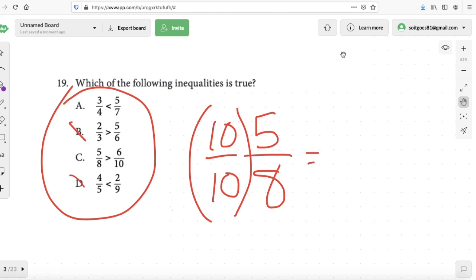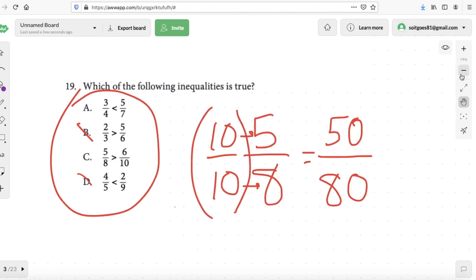And then when we're multiplying fractions, we multiply across the numerator and across the denominator. So what do I get in the numerator? 50. 50 over what? 80. Because 10 times 8 is 80. So we got 50 over 100, or sorry, 50 over 80. Good. So that's for 5/8.